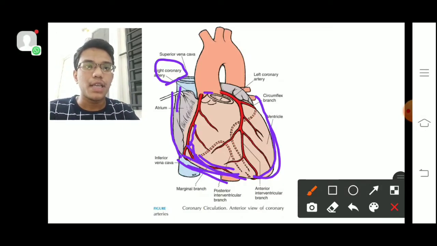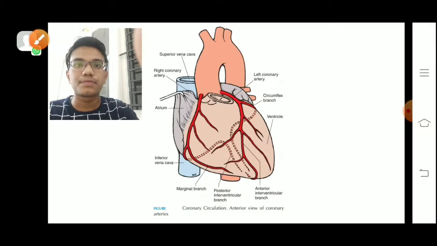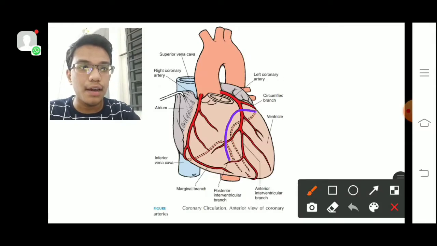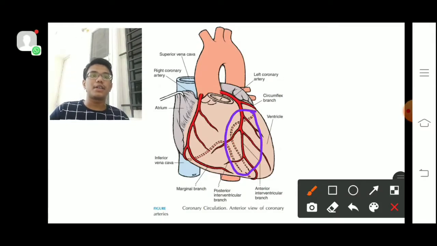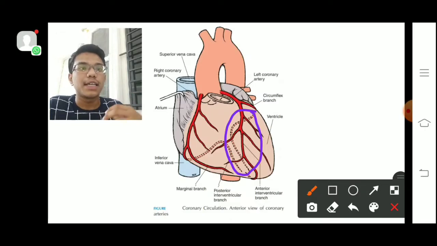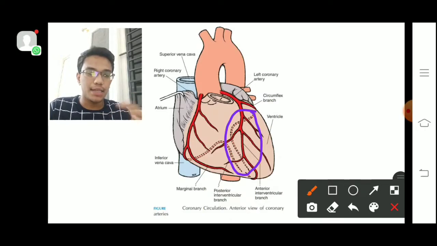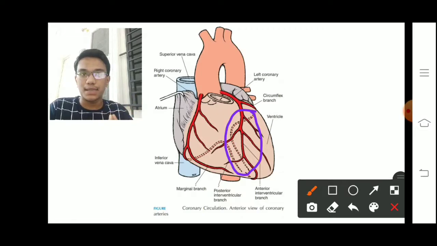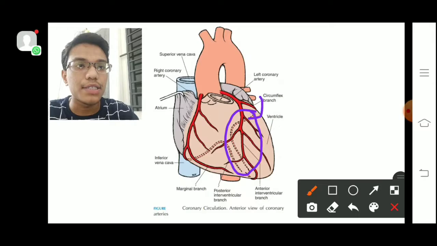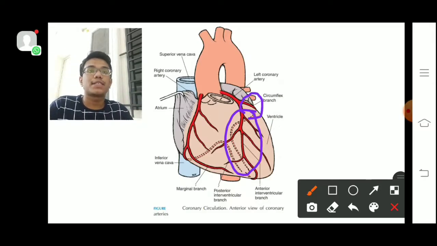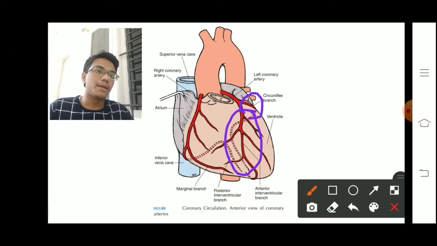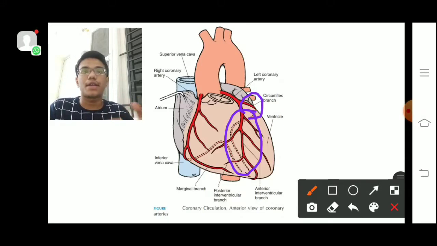Now what happens if this left anterior descending artery gets blocked by thrombosis? Then it leads to anterior wall MI, as the anterior wall of the heart will not get blood supply, leading to infarction. And if this circumflex branch gets occluded, that leads to lateral wall MI, because the circumflex branch is supplying the lateral wall of the heart. Now the blood is not going there due to occlusion by the thrombosis, that leads to lateral wall MI.